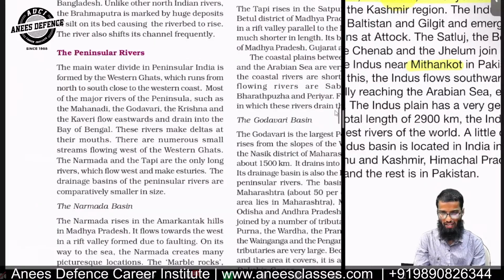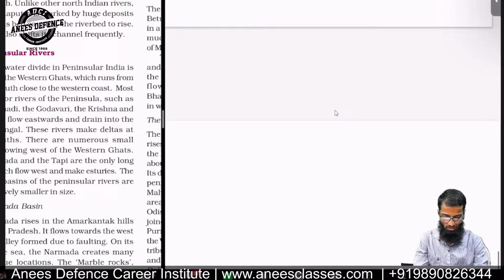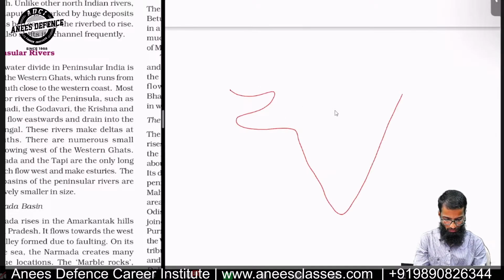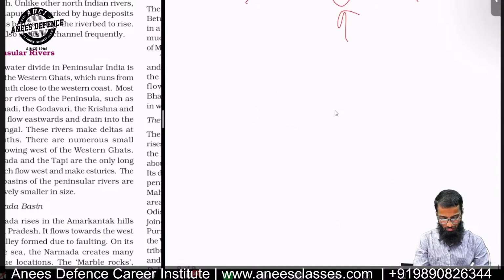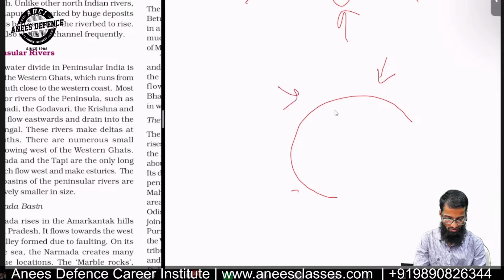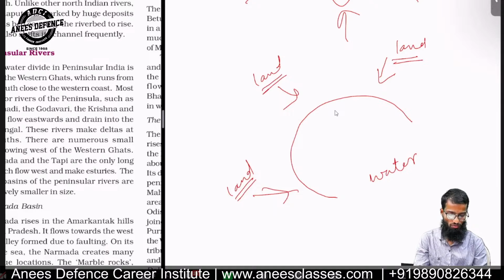So now we have covered the perennial rivers. We will jump to the peninsula. I will ask you one question. You know what is a peninsula? When you have water from three sides, it is called a peninsula. But tell me, when you have land from three sides, what will you call it? Let us say this is water, and this is land. This is also land. This is also land.